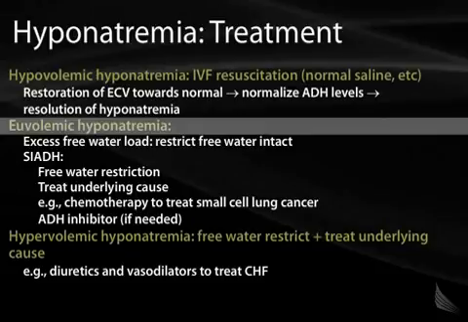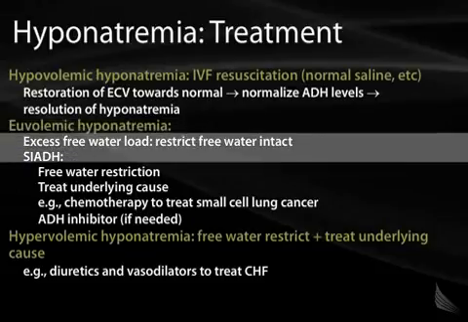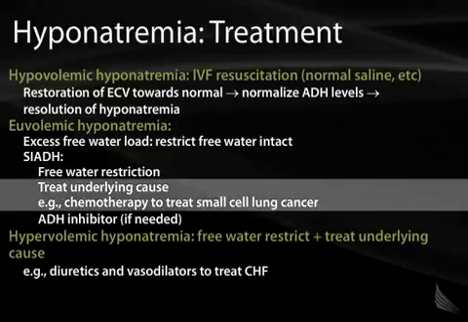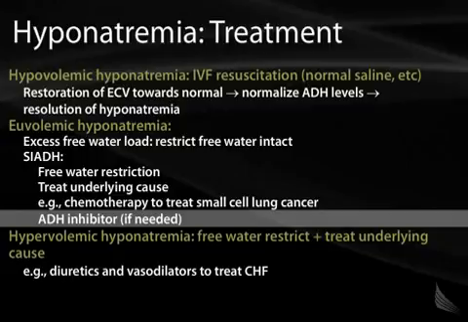In euvolemic hyponatremia, the treatment is always the same, to restrict free water intake. In the setting of excess free water load, free water intake restriction by itself should correct the hyponatremia. In the setting of SIADH, free water restriction may not be enough to correct the hyponatremia, and treating the underlying cause must be attempted. One example is chemotherapy to treat small cell lung cancer, which can lead to improvement in hyponatremia. ADH inhibitors are a new class of medications that have been developed for this clinical scenario. However, how and when to use them is still not entirely clear.